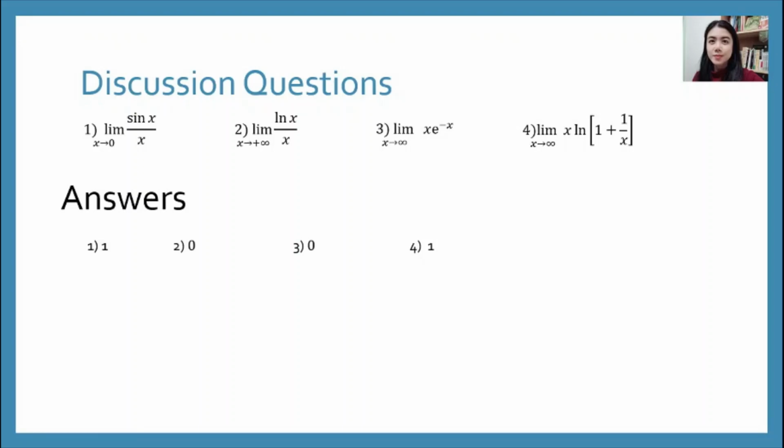Now I want you to try these discussion questions. There are 4 questions. You will come across the indeterminate quotient form and you will come across the indeterminate product form. So try this on your own.